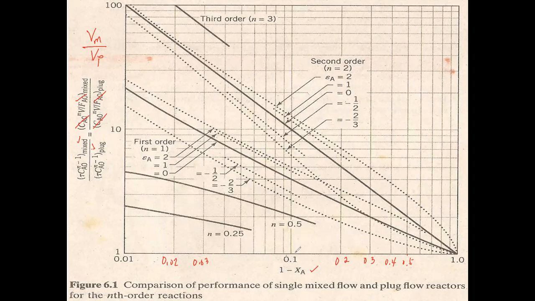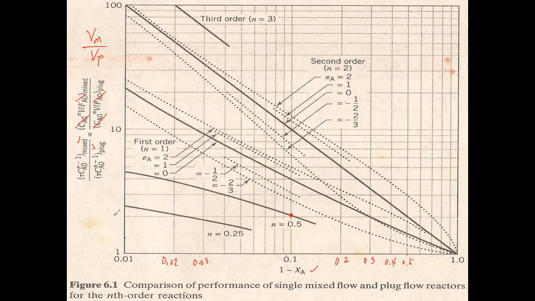So you have your 0.1 in here, and this is your order of reaction, which is 0.5. So this is the ratio. This is the point that should give you the ratio of the size of the mixed flow to the plug flow reactor. Now, in terms of the values in here on the vertical axis, it's not also calibrated equally.